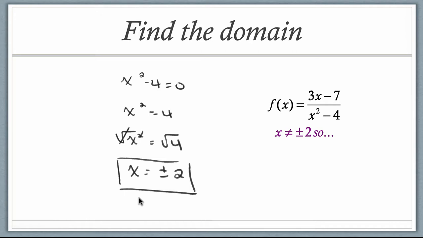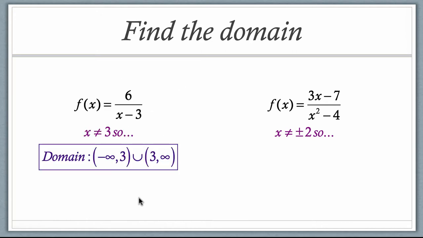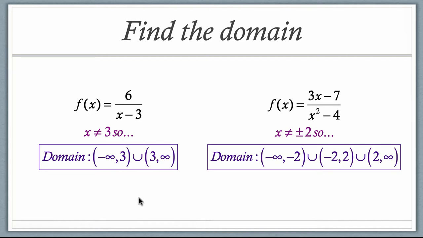Solving it using the square root property, I moved the 4 over so that I could take the square root of both sides. Remember that when you're solving an equation using the square root property, we do have two possible solutions. We have a positive value and a negative value. So x is equal to plus and minus 2. So that means that I have two values that are not in my domain, two values that make that function undefined. So when I write out my domain, I'm going to have 3 intervals. I have the interval from negative infinity to negative 2. Then I have the interval in between negative 2 and 2. And then the last interval is from 2 to infinity.